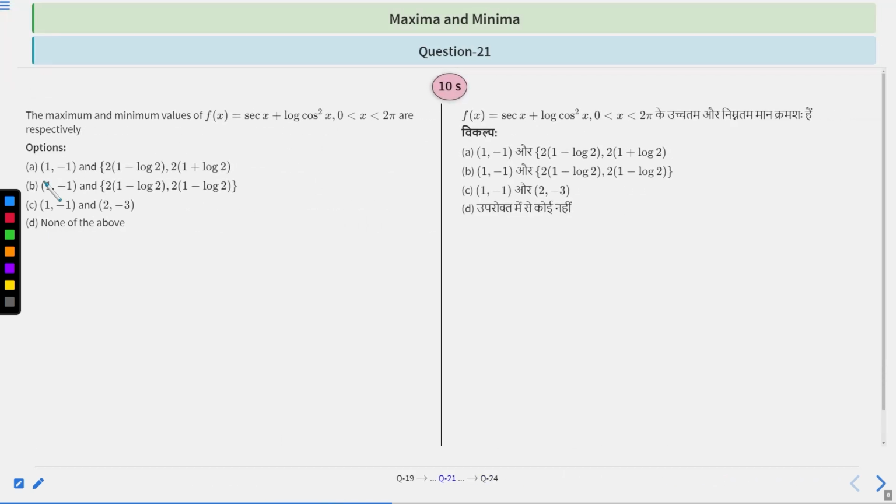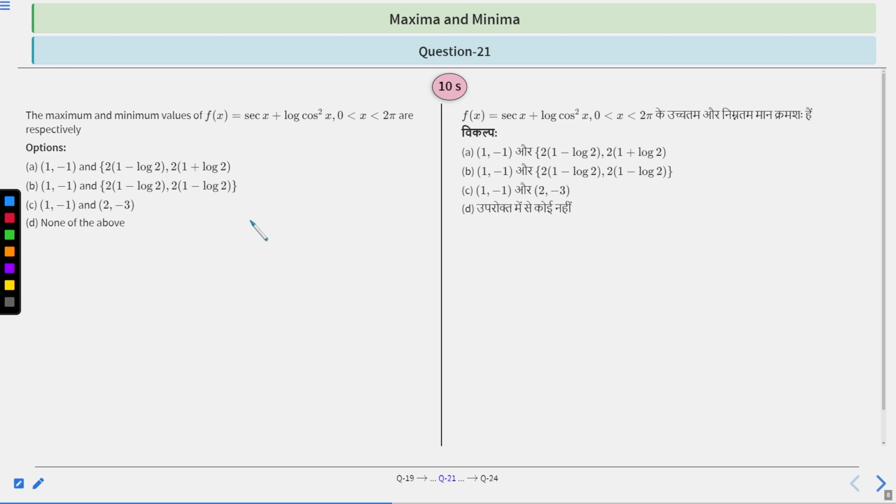Let's move to the next question, question number 21, which says: the maximum and minimum values of f(x) equal to sec x plus log cos square x, from x equal to 0 to 2 pi, are respectively. So we have to find maximum and minimum values of f(x). So you can apply the same procedure.